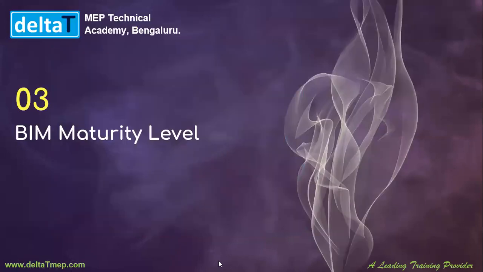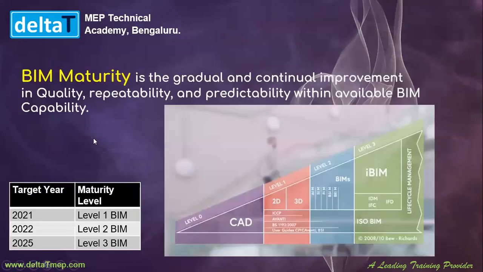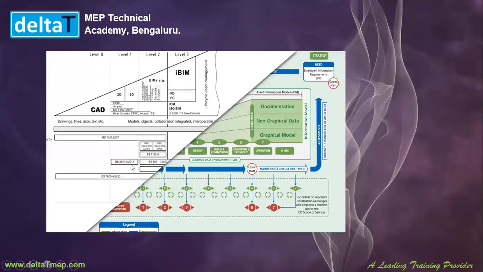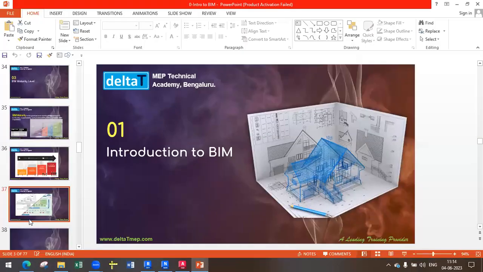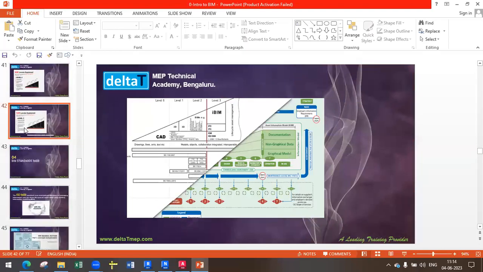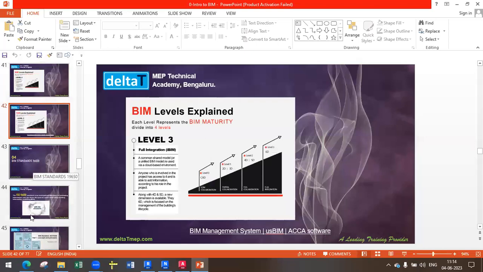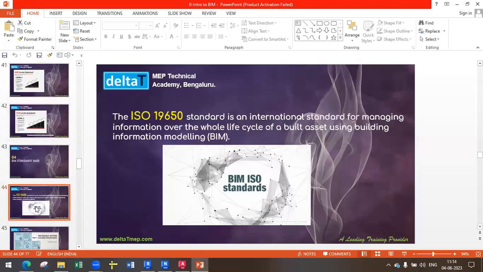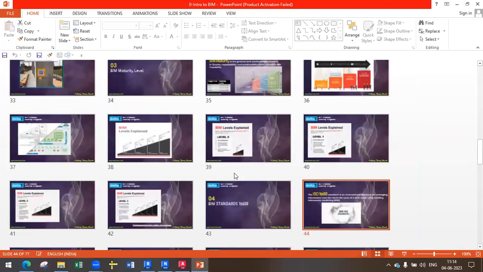So we have different BIM maturity levels. If you see here, we have level 1, level 2, level 3. Before we go on, these are the different levels. And we also have ISO standards which we use in BIM: 19650. This is the ISO standard.